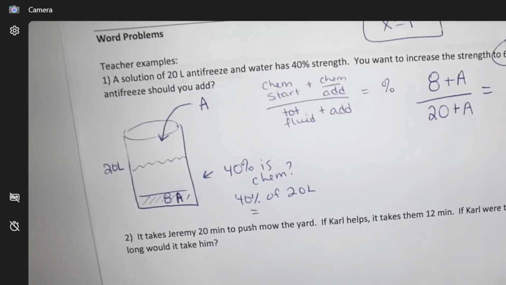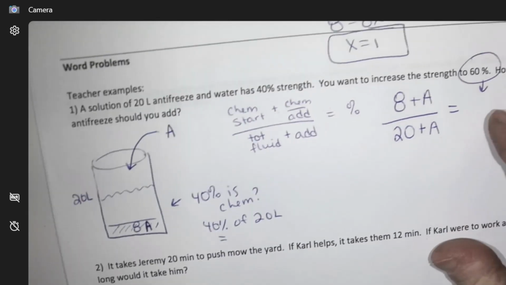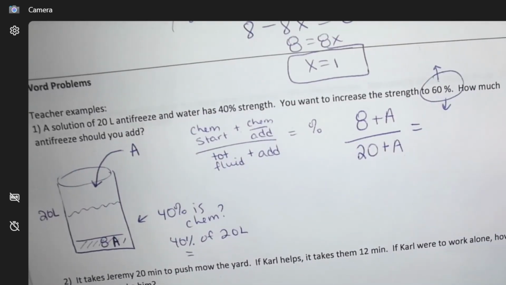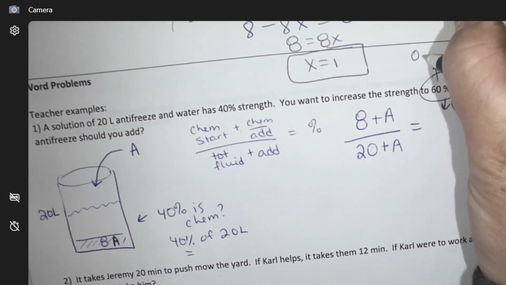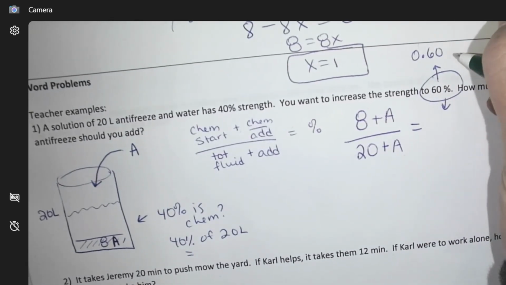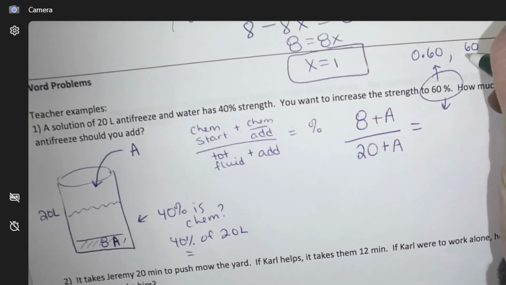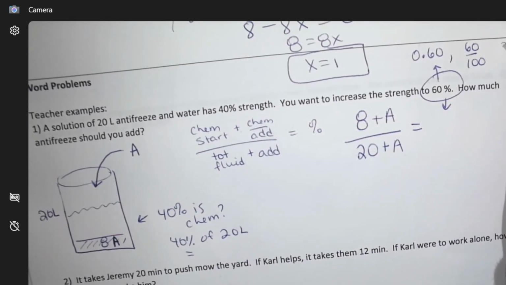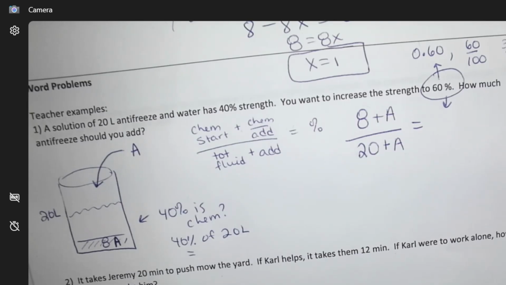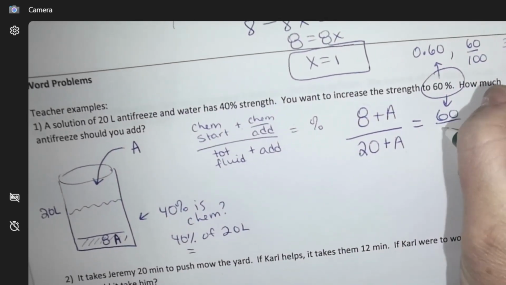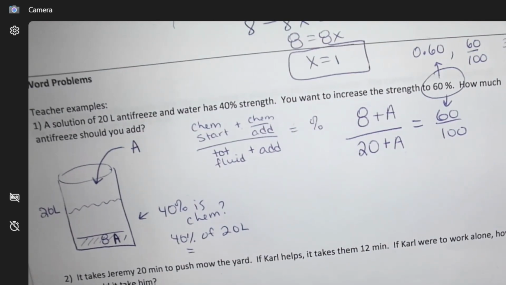So 60% could be written in a few different ways. How could you write 60% in math? Give me one option. 0.6. You could do 0.6. Is there another option for 60%? Maybe a fraction option? 60 over 100. What did you say? 3/5? 3/5. Okay. I'm going to go with 60 over 100, just because then I don't have to think about anything. I just do something over 100, something over 100, whatever percent it might be. There you go. That's the hard part.